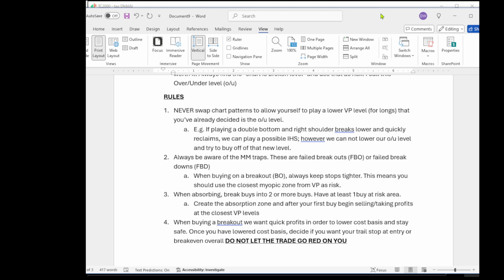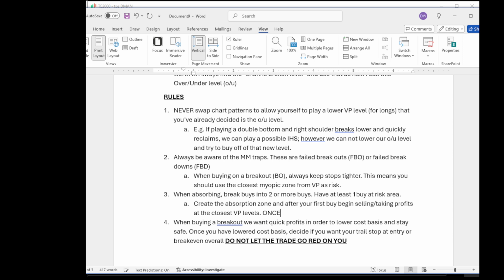Yeah, it's the exact same thing that happened on Nvidia that I was telling you guys about loading up on. Nvidia, it's time to go. It's time to load. Okay, when absorbing, break buys into 2 or more, have at least 1 buy risk area. Okay, create the absorption zones, taking profits at the closest VP levels.